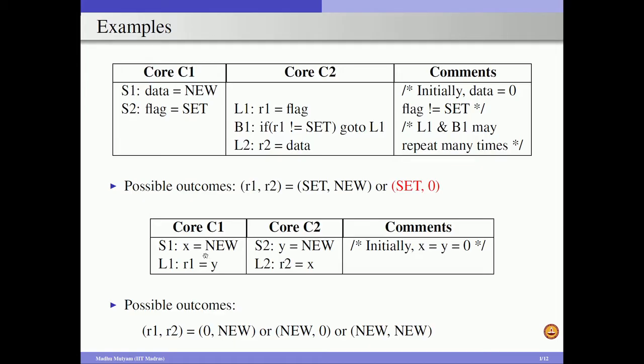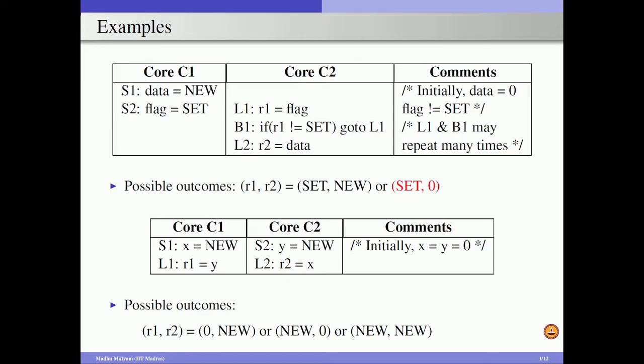So this 0 new we will get in a scenario where R1 is equal to 0. That means we have to execute S1 and L1 first before S2, and after that we can execute L2. So effectively we can get this outcome when we execute the instructions in the order S1 followed by L1 followed by S2 followed by L2.